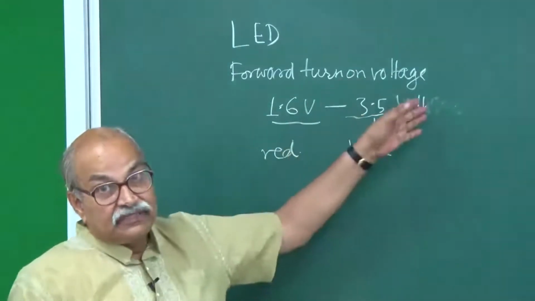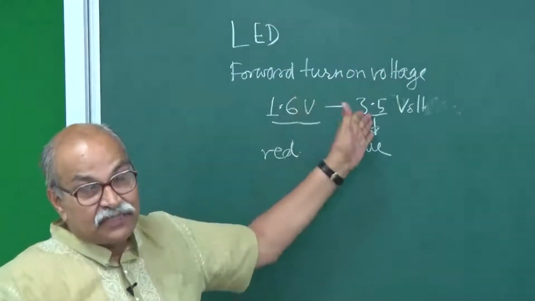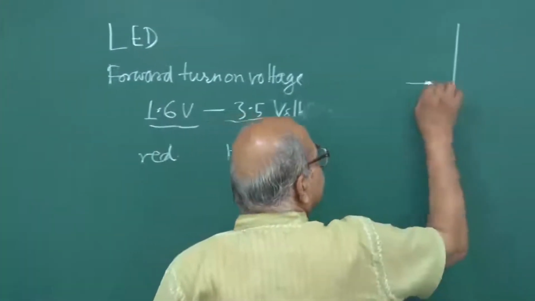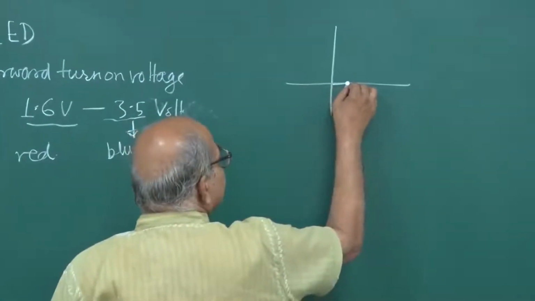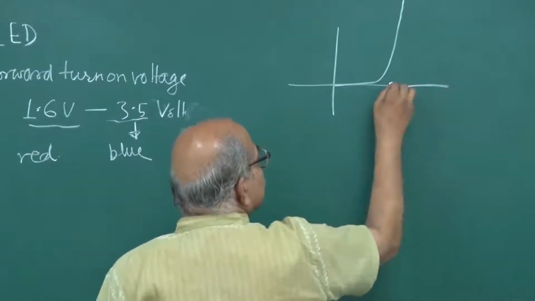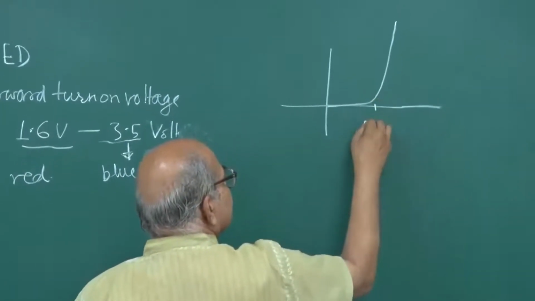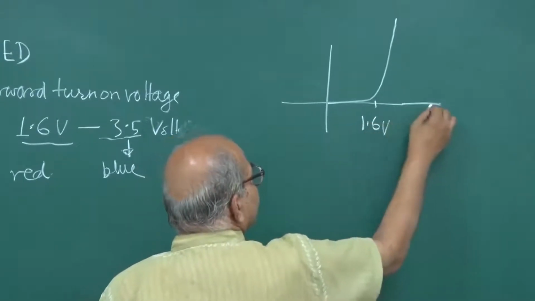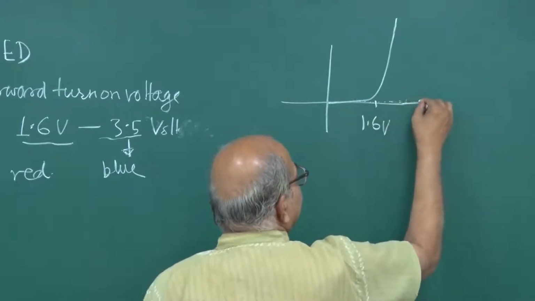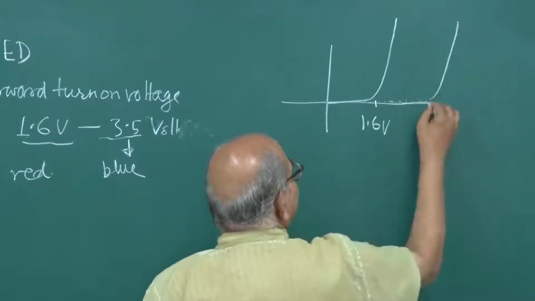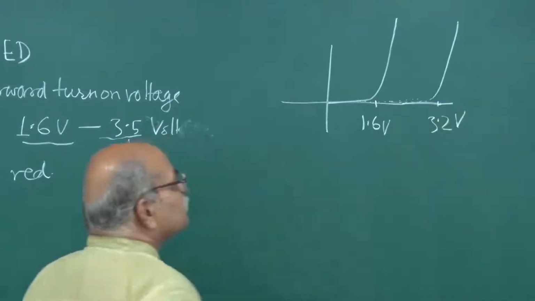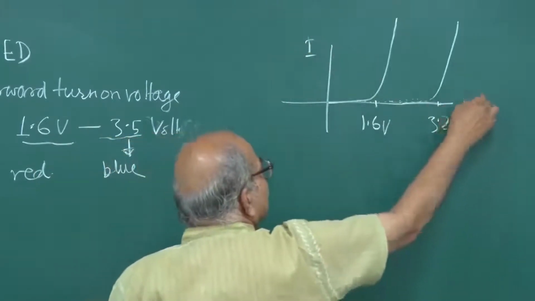And you should not give too much voltage after this forward turn on, because you know the diode characteristics. The diode characteristic is, in forward bias it goes like this. Suddenly it increases. So if this is, let us say, 1.6 volt, and the other, let me draw another characteristic. Suppose one is this, and this is somewhere, let us say, 3 volts or 3.2 volts. This is I and this is V. This is forward biased.